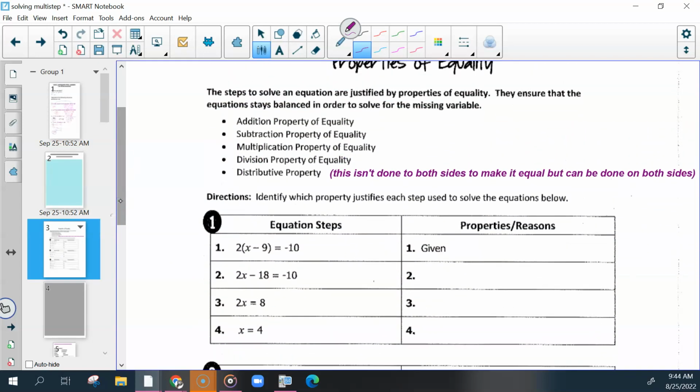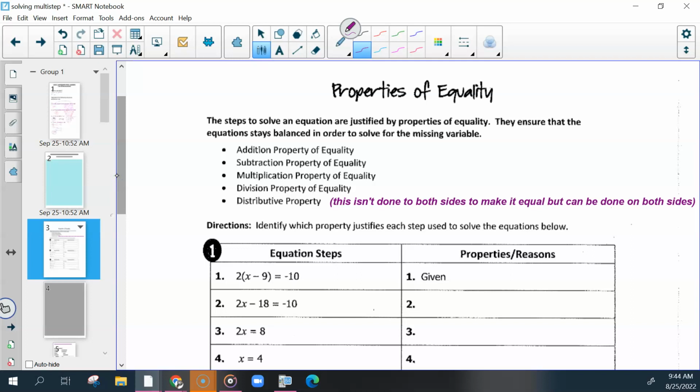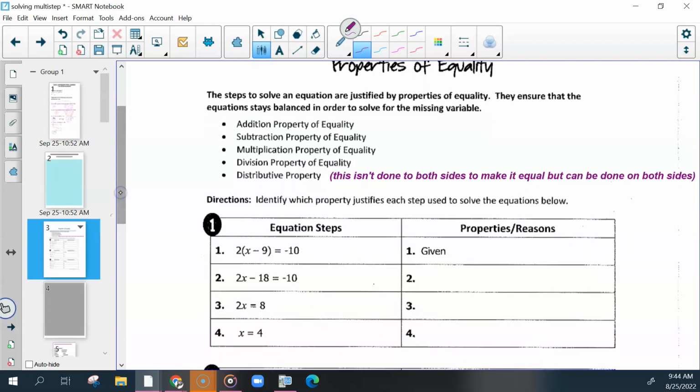On the next page, we're just going to do a couple of these. So this is getting you back in the habit of understanding what these properties are. We use them all the time to solve, but to make sure we're actually understanding, we're going to be using these properties, which means we are adding to both sides, subtracting from both sides, multiplying to both sides, dividing to both sides, or we are distributing.